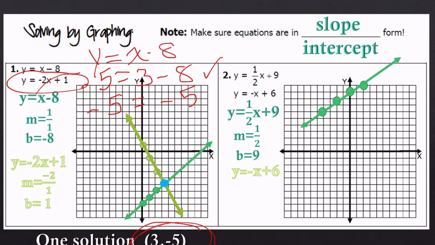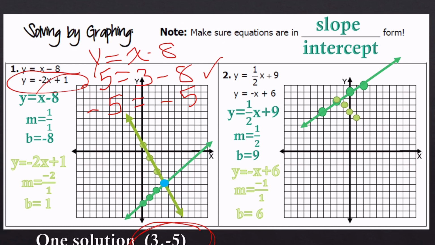So our next one, my slope here is -1 over 1, and my y-intercept is a positive 6. So I'm going to put a positive 6. I'm going to go down 1, right 1. But I notice if I kept going down and right, I'm not going to hit my line. So instead, I'm going to go up and left. That still gives me a negative. And then I'm going to go up and left again.